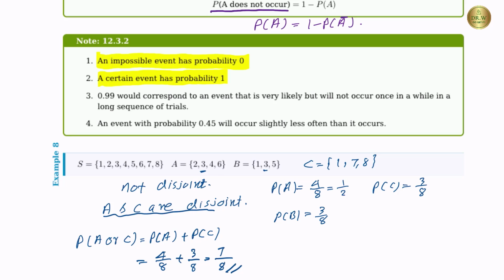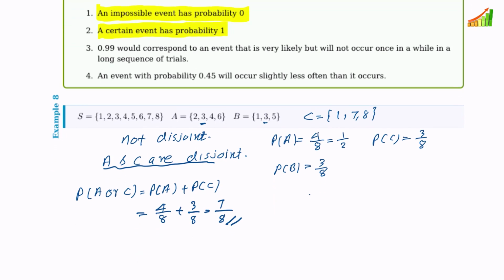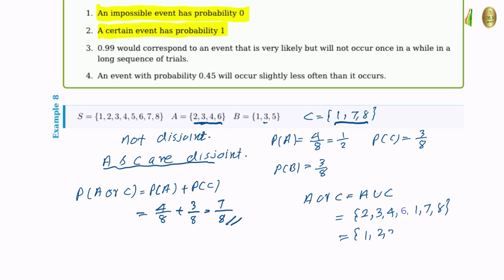Now let me write down A or C. How do we write down A or C? As I mentioned before, that is the elements in A or C, right? So what are the elements in A? 2, 3, 4, 6. Then elements in C: 1, 7, 8. Therefore, you can see here 1, 2, 3, 4, 6, 7, 8.